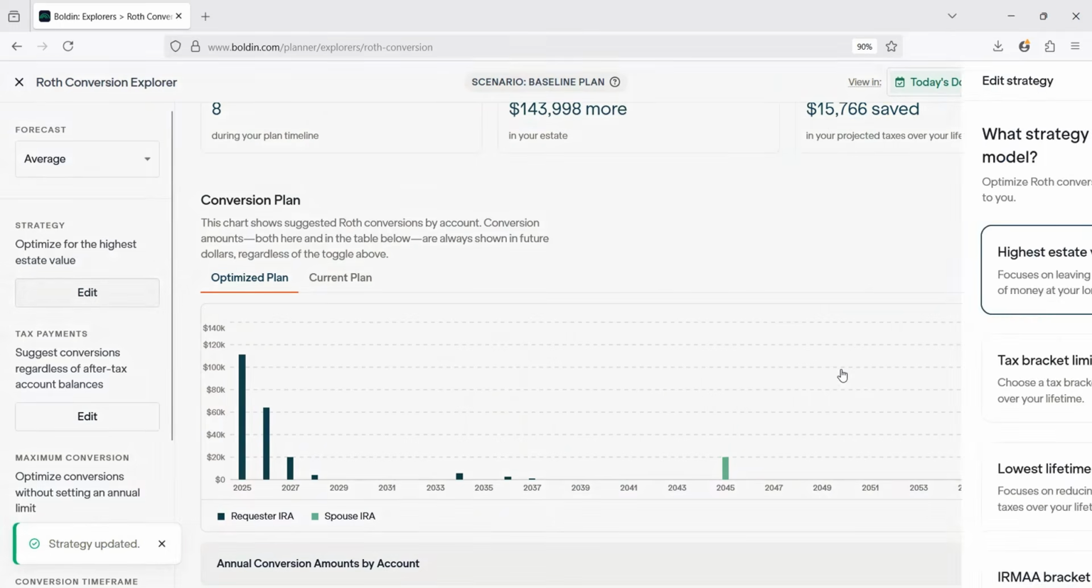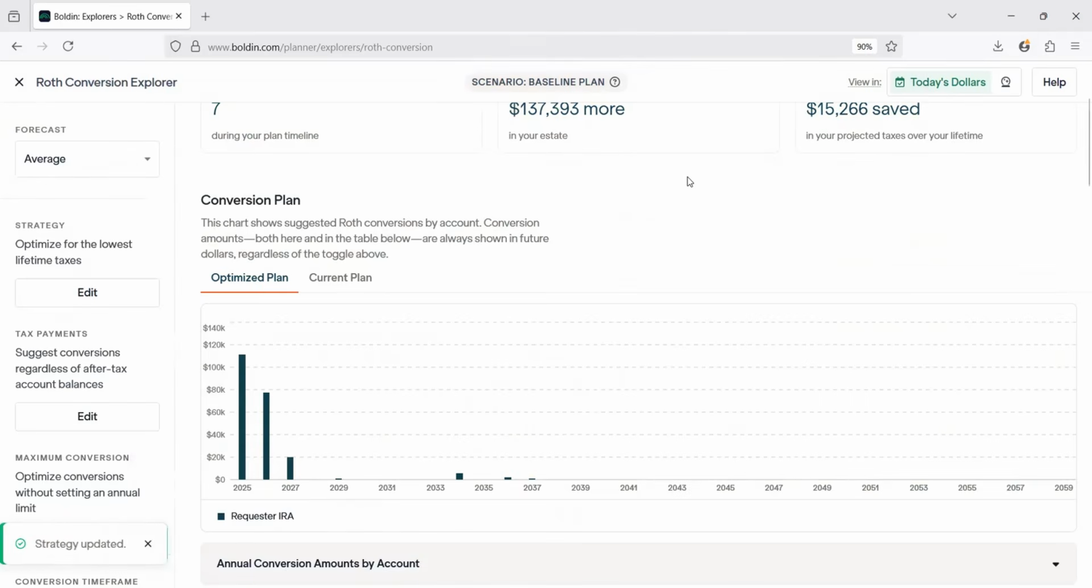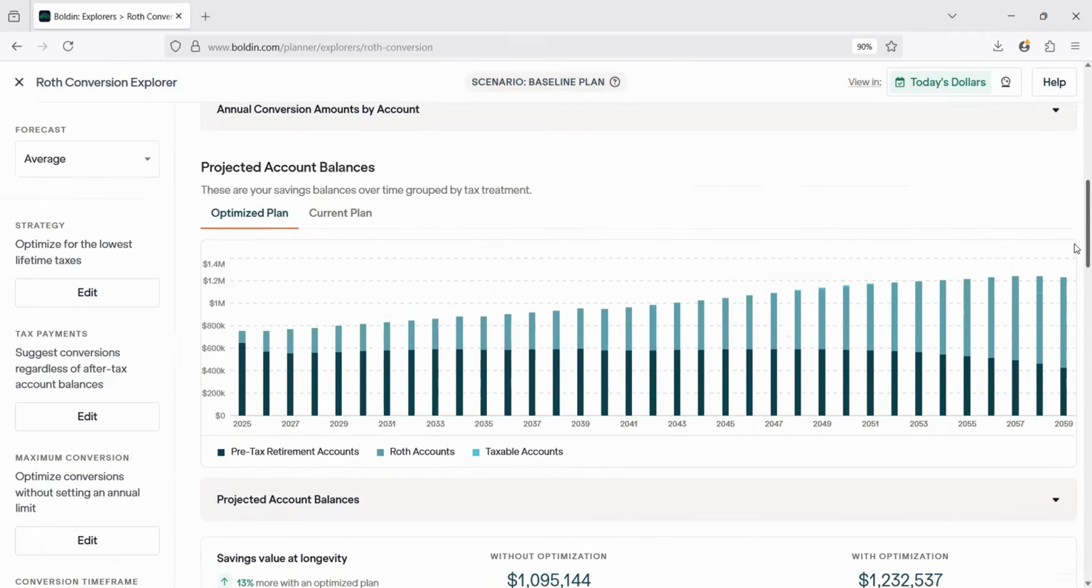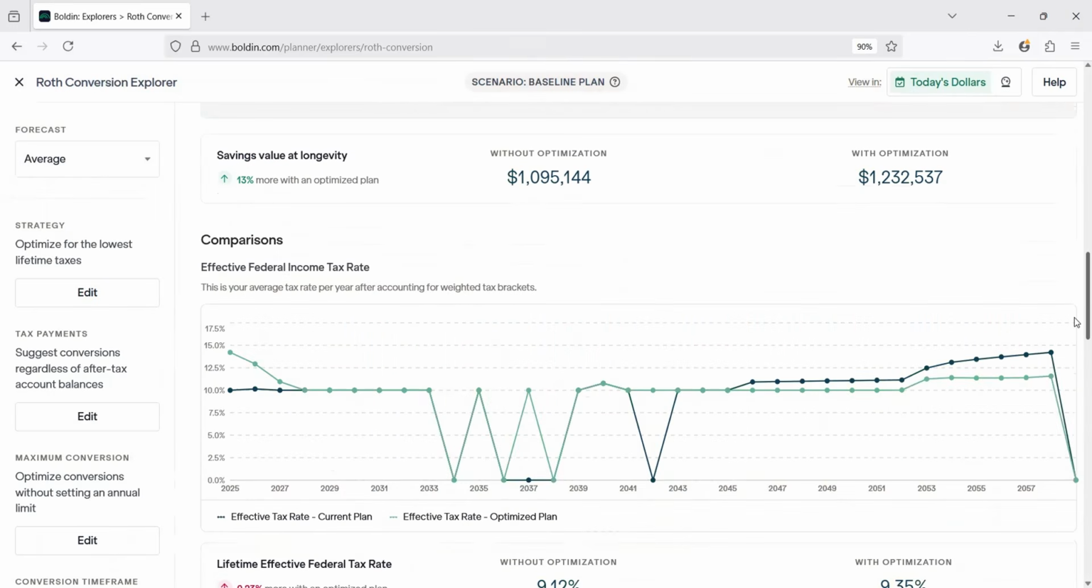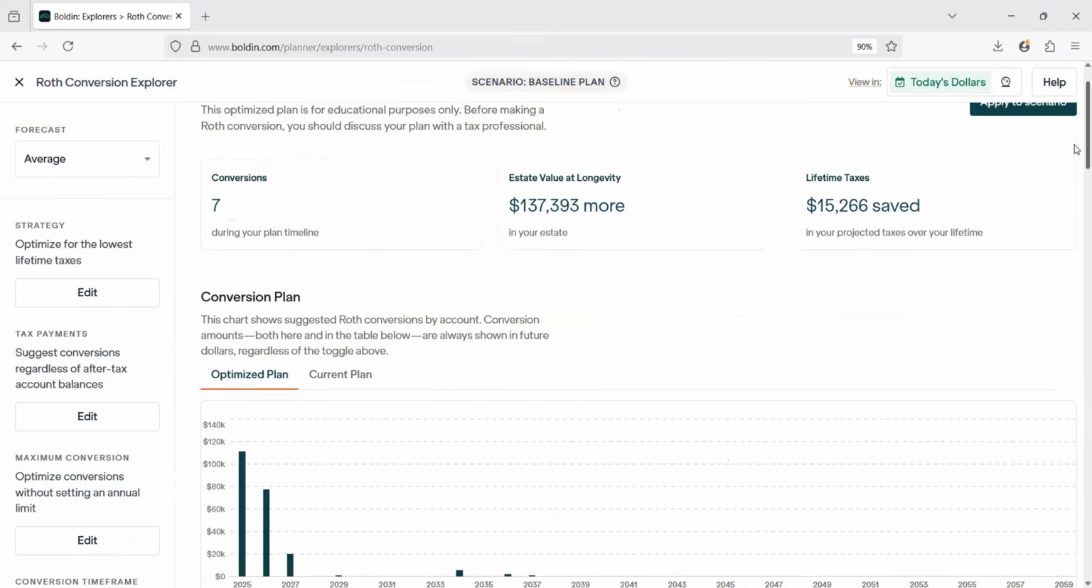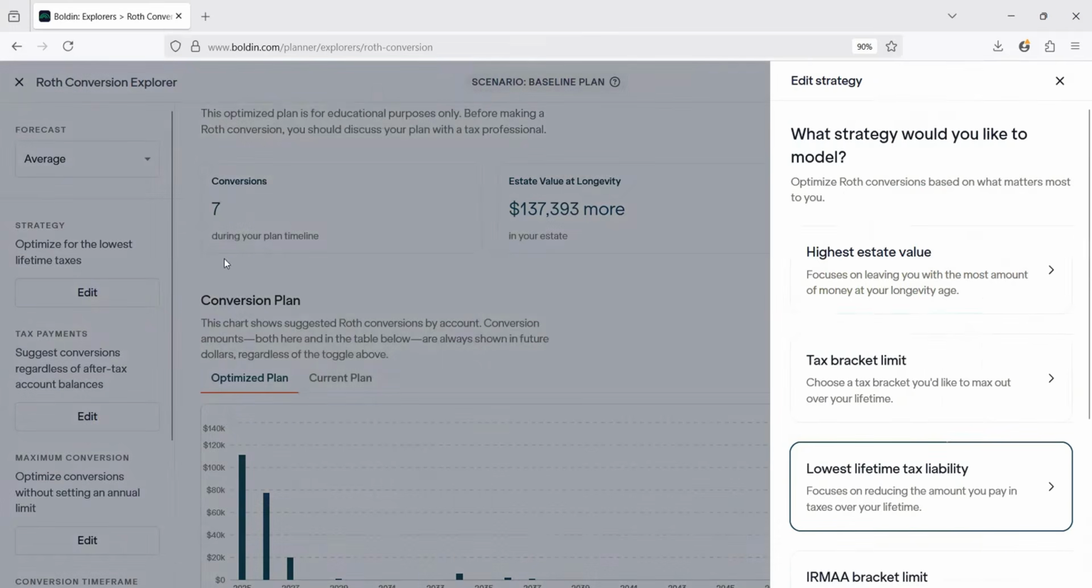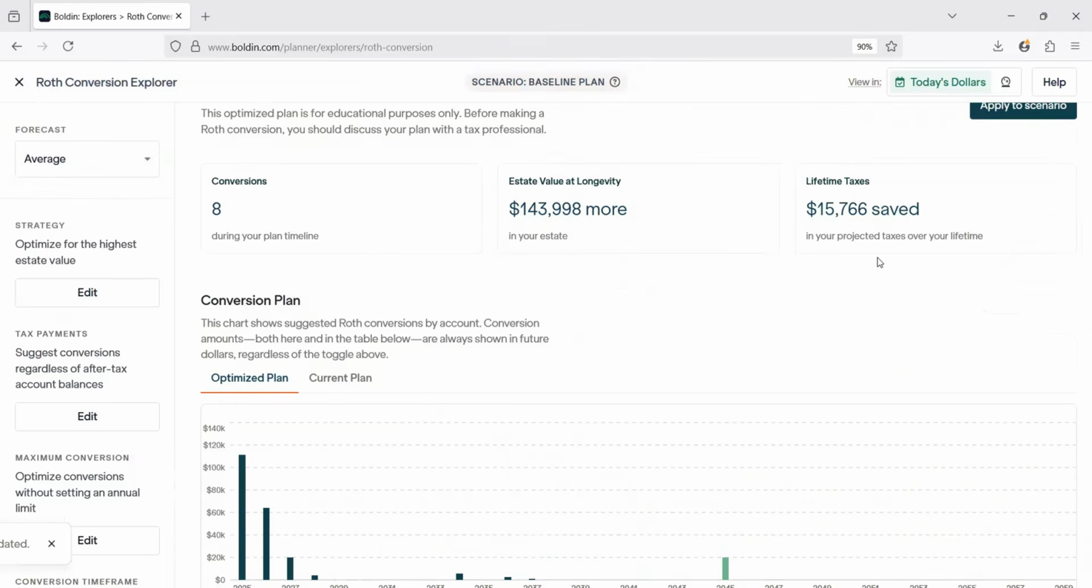Well, let's take a look at that third one. Lowest lifetime tax liability. Okay. And that has you converting less than before, I think. Or that might match the other one. Yeah, that about matches. Okay, so it looks like the optimized taxes and the estate value are the same.